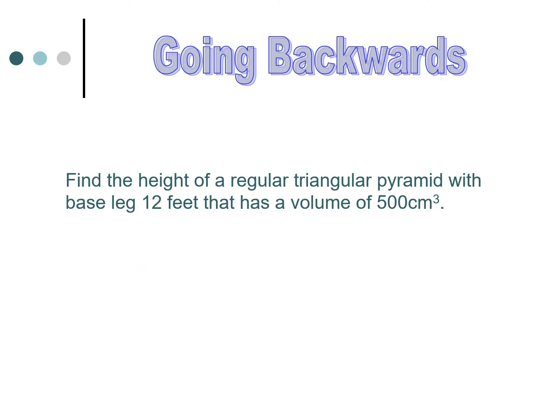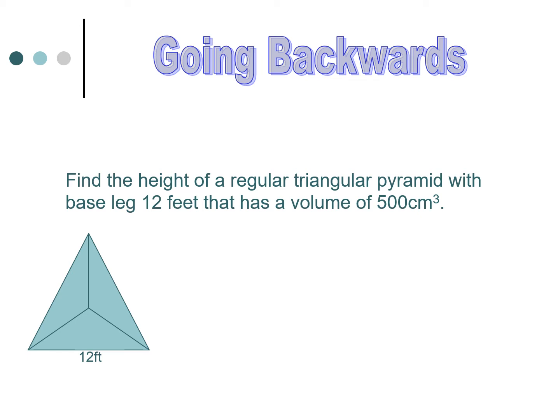Let's go backwards for a little bit. This problem asks you to find the height of a regular triangular pyramid with base leg 12 feet and it has a volume of 500 centimeters cube. It is always a good idea to draw a picture of what they are asking for. Here is a regular triangular pyramid. Notice the base of the pyramid is a triangle, and the base legs have 12 feet all the way around.